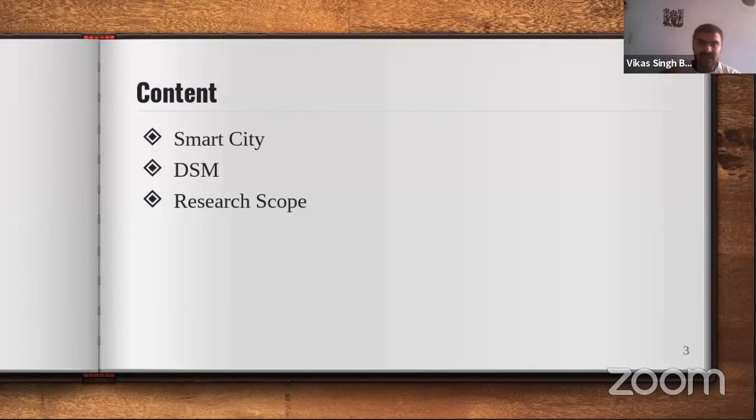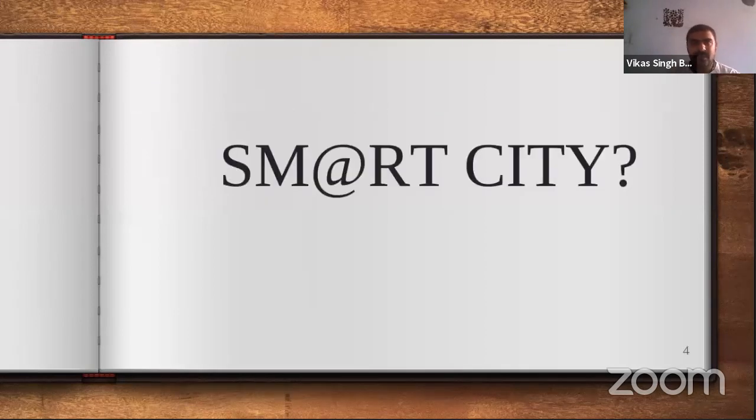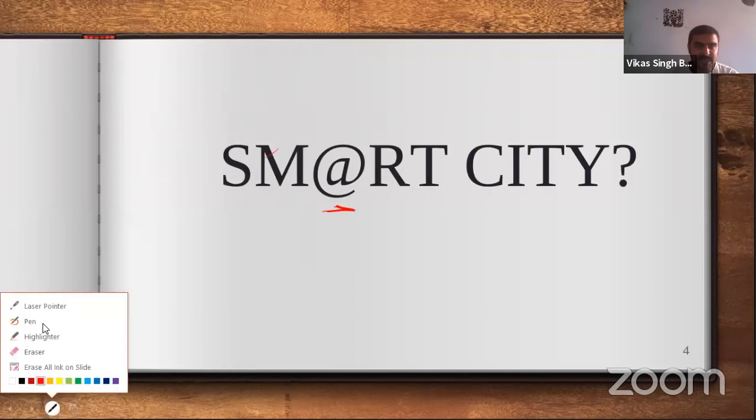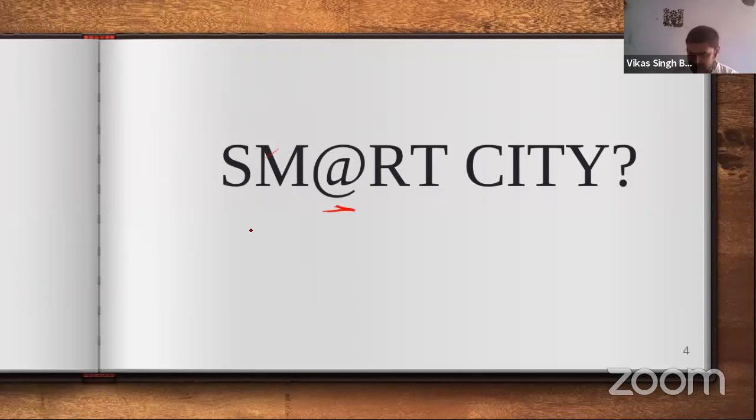So first, what is a smart city? As you can see clearly, I have mentioned this "smart" with an at-the-rate symbol. This is intentional, because in a smart city, the maximum communication will be through the internet.